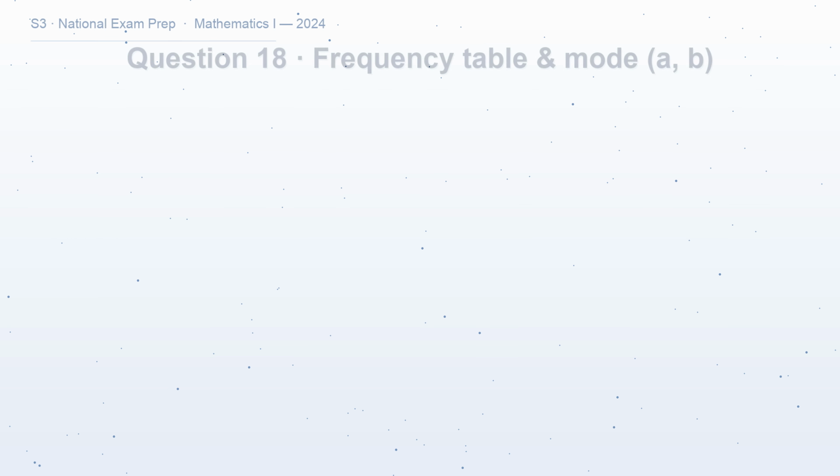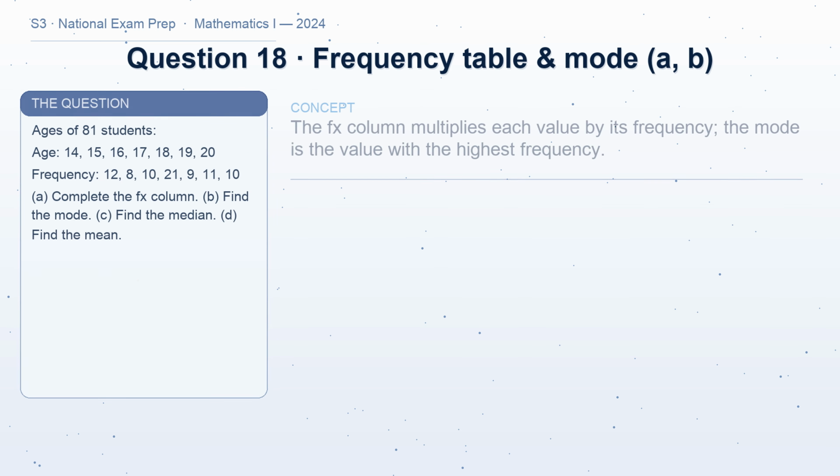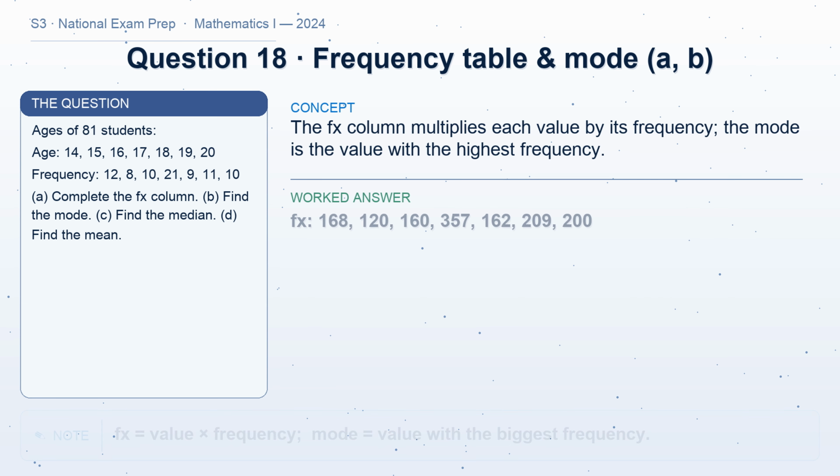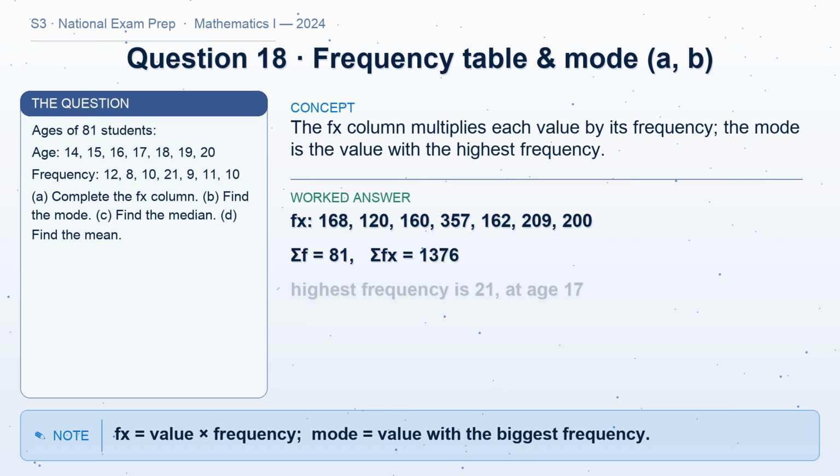Question 18. Parts A and B. The ages of 81 students are given with their frequencies. Complete the fx column, then find the mode. The fx column is each age multiplied by how many students have it. So 14 times 12 is 168, 15 times 8 is 120, and so on, up to 20 times 10, which is 200.